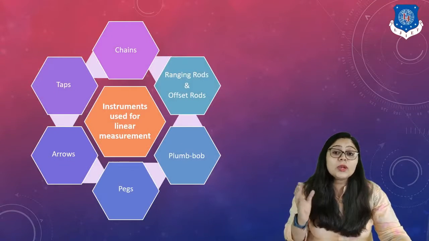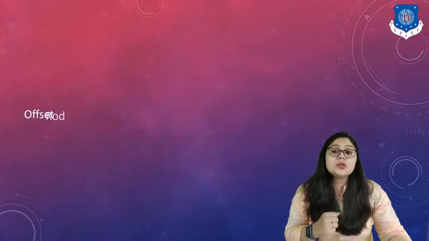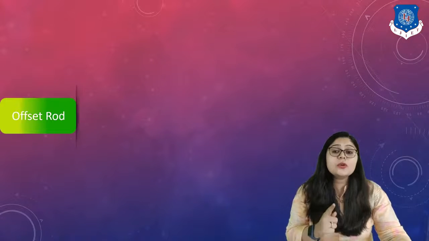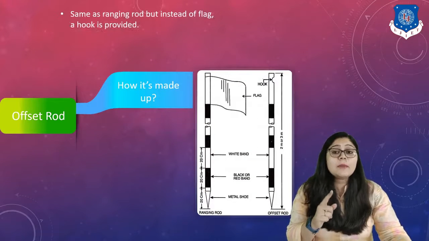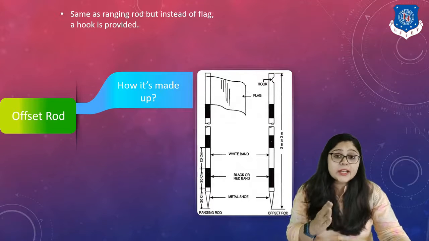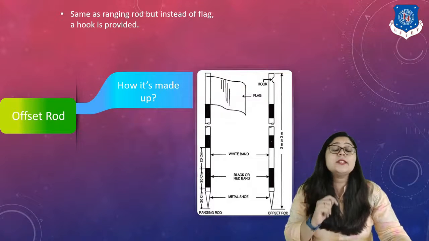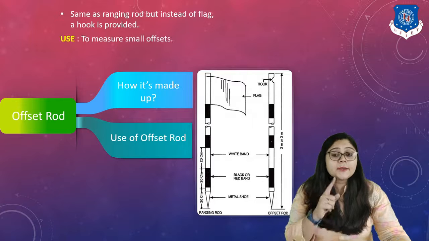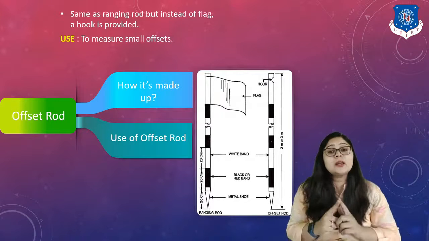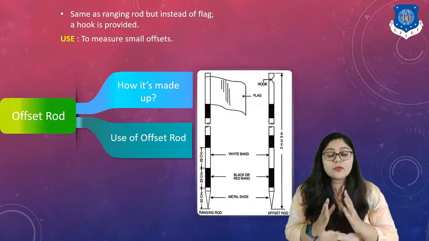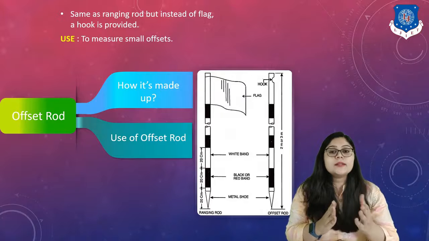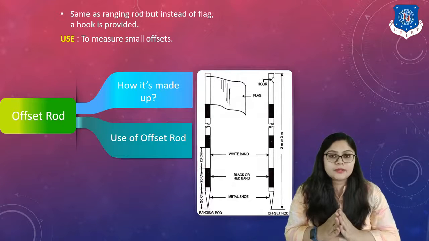But what about an offset rod? So generally offset rods are also the same as ranging rods, but instead of a flag, a hook is provided, and its main use is to measure small offsets. Now what is offset, that we will discuss in next topics, right?